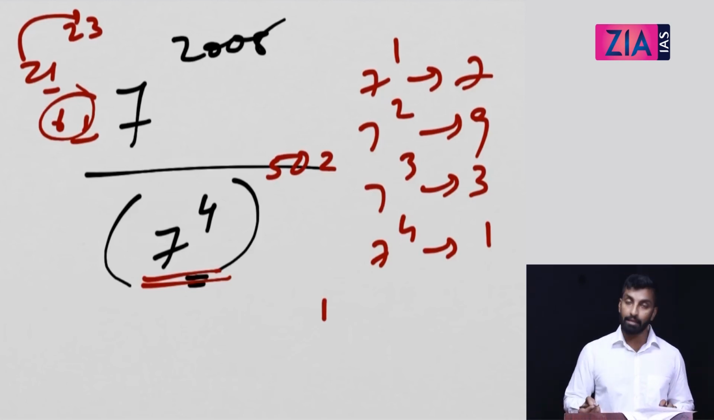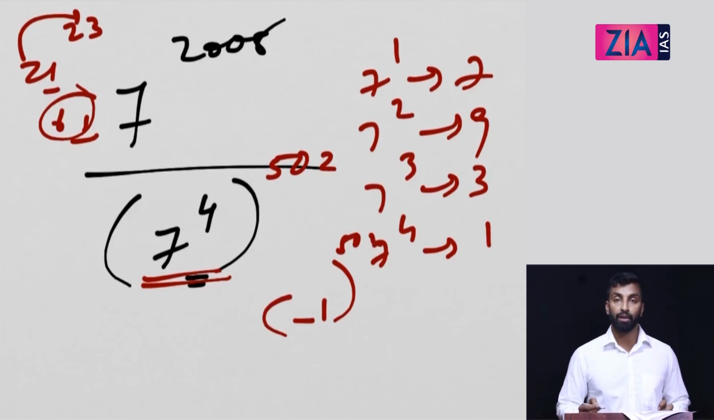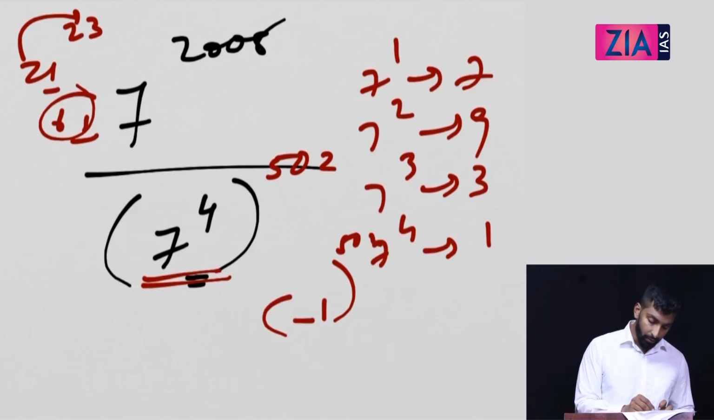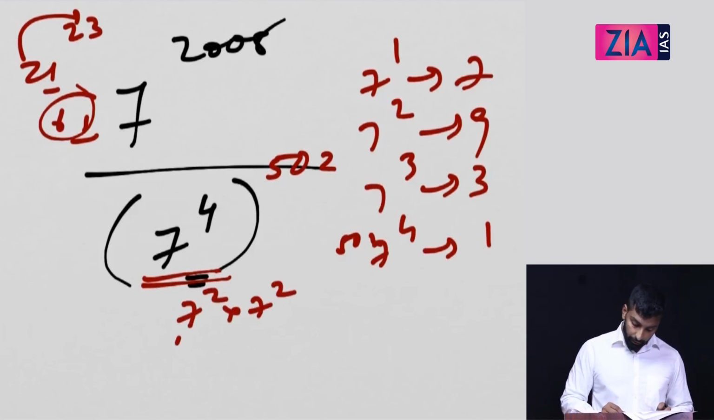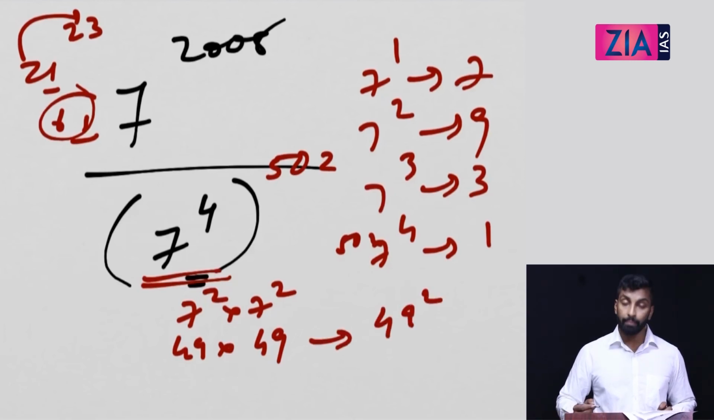I am sure that this number is ending in 1, raised to 502, but I need to know the previous digit. For that, I will try to find the last 2 digits of 7 raised to 4, right? That is what I need to do. So this is nothing but 7 square into 7 square. 7 square is 49, so this is also 49. So this is nothing but 49 square, right?